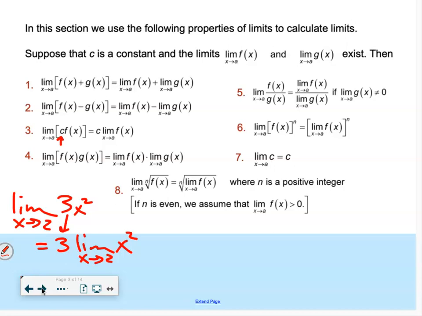Just so you know, for all these properties, most of the time when you're plugging numbers in, you're not at all thinking about these properties, but it will come up from time to time when we get into more complicated limits. This is just to kind of get you familiar with them.